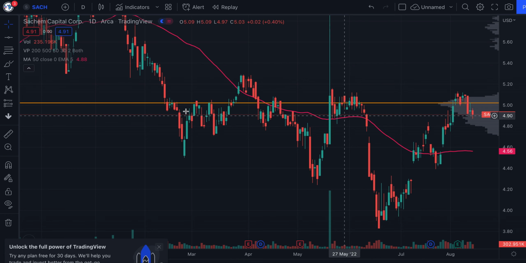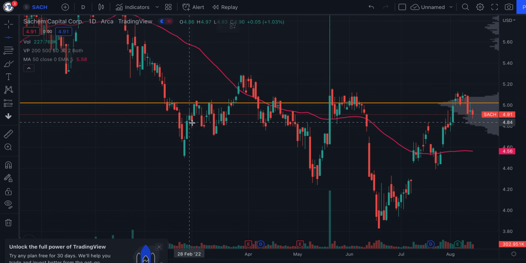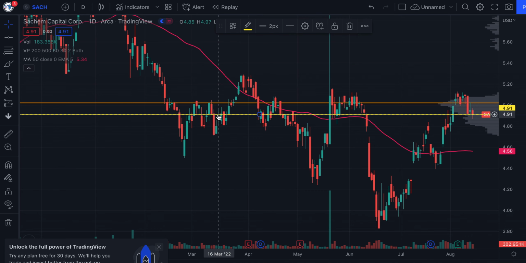And so basically what I would do is I would grab my horizontal line, and that's where I would see the most touches, and that's where I would draw the actual support and resistance line.